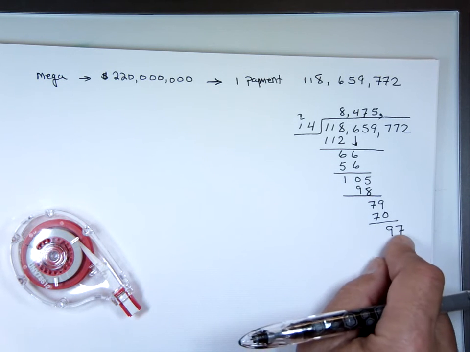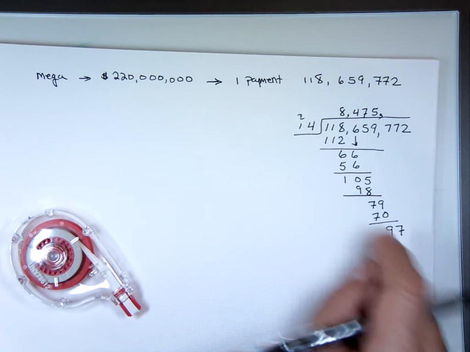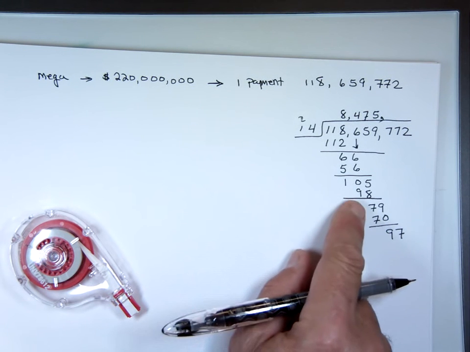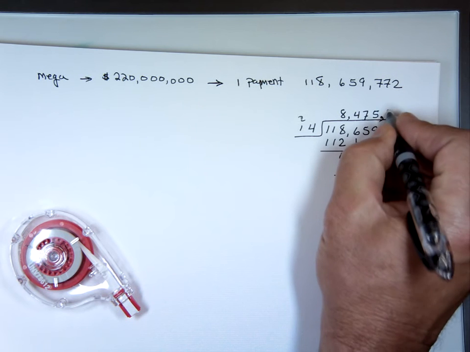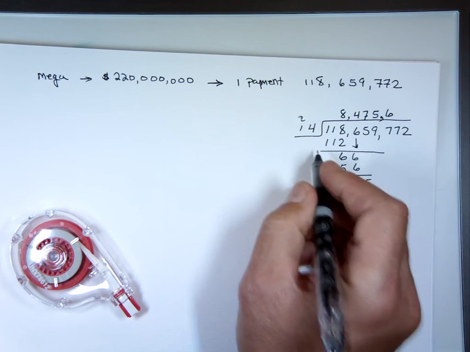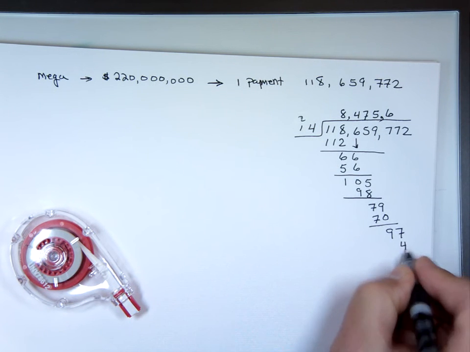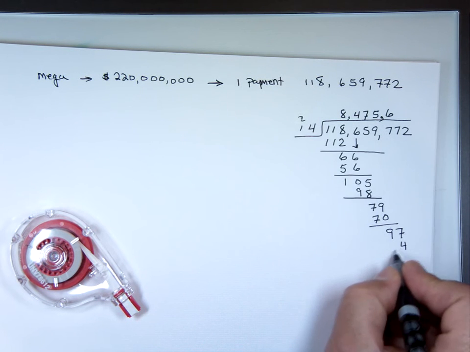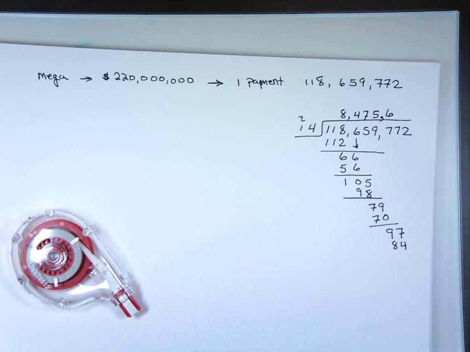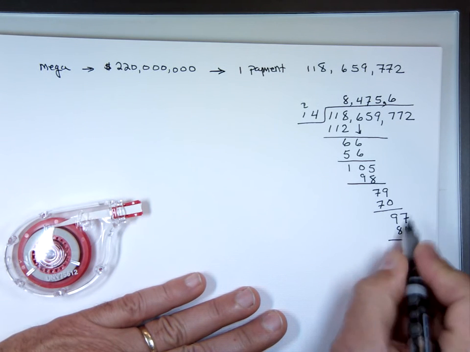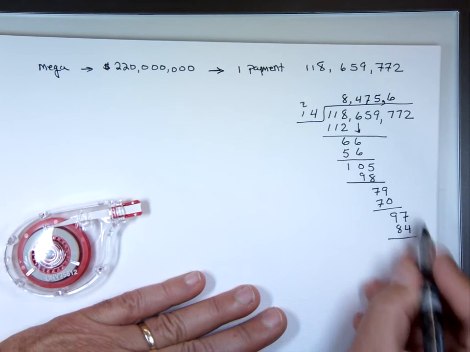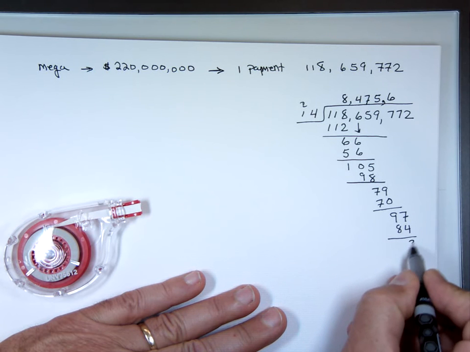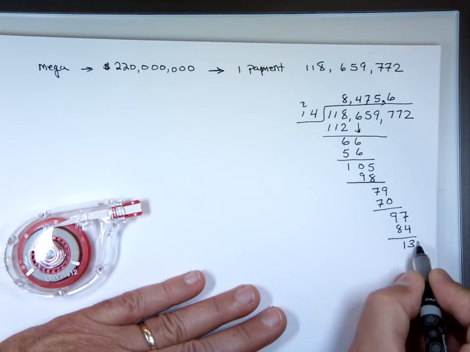97 divided by 14. Well, 98 was a 7, so that's less than 7, that's a 6. 6 times 4 is 24. 4 carry 2. 6 times 1 is 6, and 2 is 8. The remainder, 4 from 7, not 17. 3. 8 from 9. 1. Bring that 7 down.